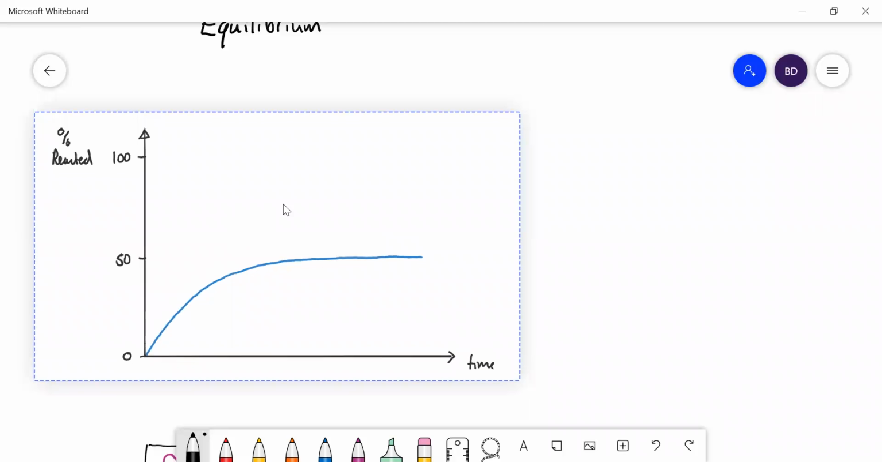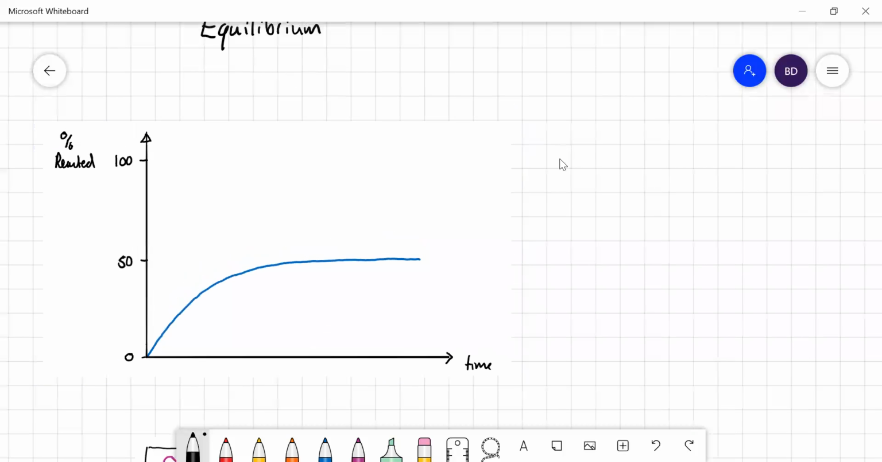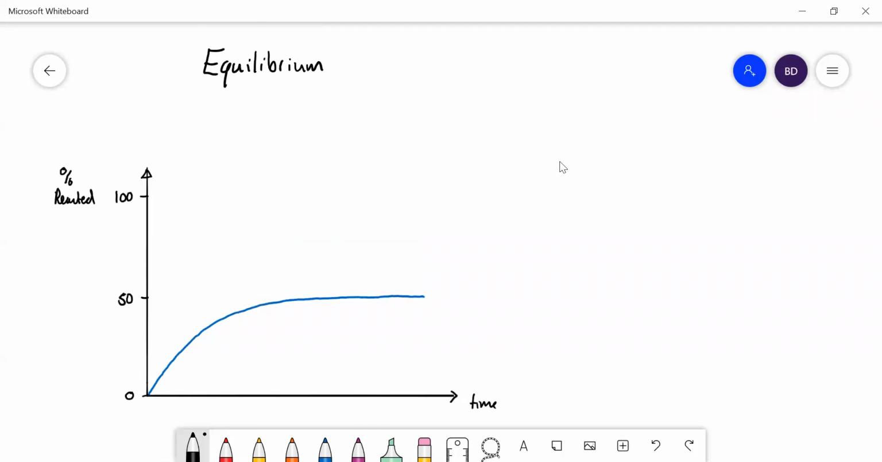Okay, we're going to introduce the idea of equilibrium here, chemical equilibrium. I'm going to use this as an example reaction: the reaction between hydrogen gas and iodine gas, forming hydrogen iodide. It's going to be 2 hydrogen iodide, and that's gaseous as well.